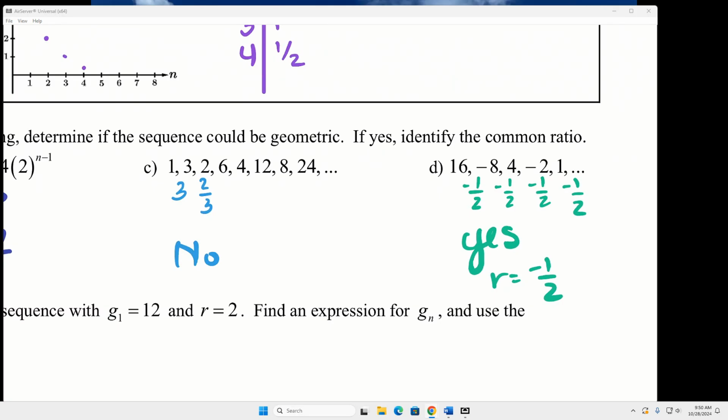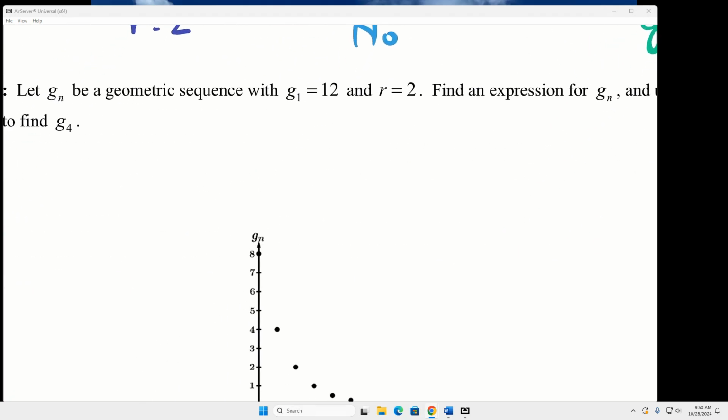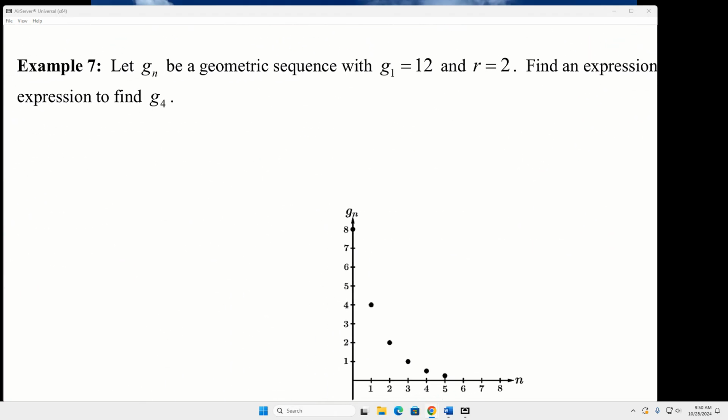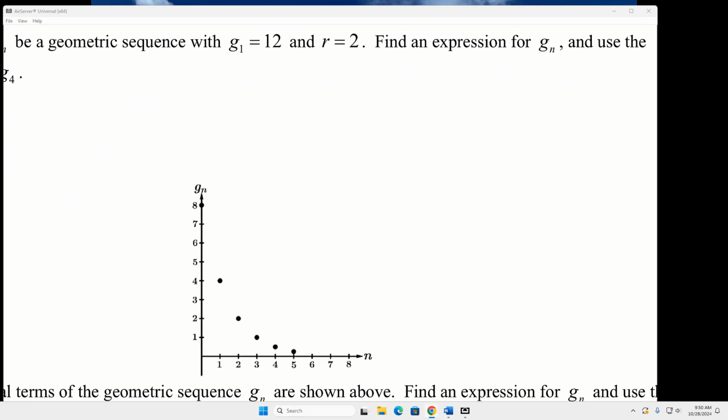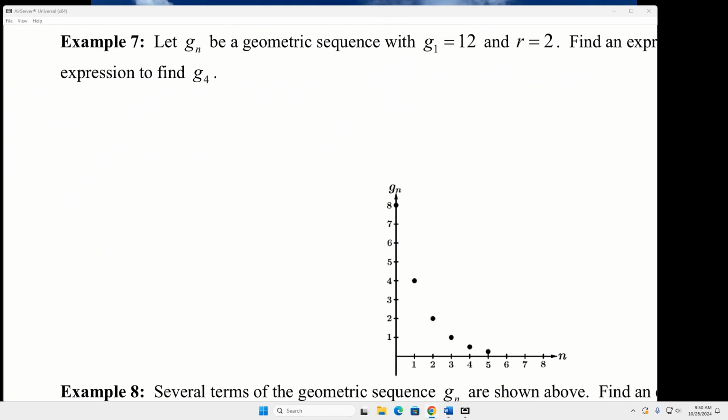All right. Let's look at number 7, or example 7. So G sub n is going to be a geometric sequence with G sub 1, or the first term, is 12, R is 2. We're going to start off and just write an expression for G sub n.